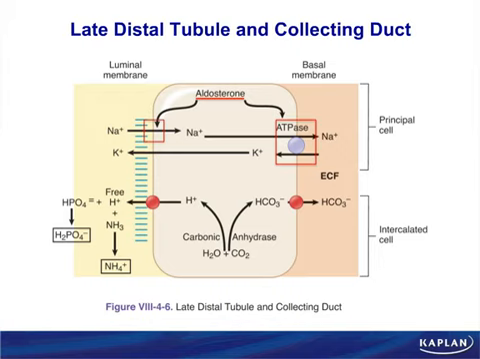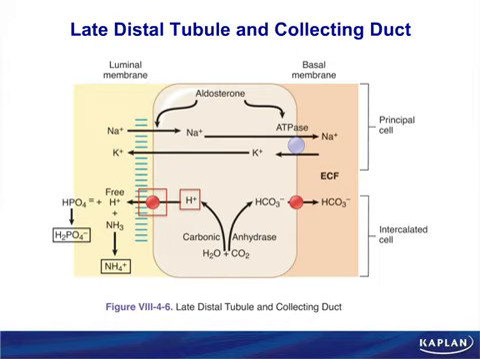Now we're going to talk about the intercalated cell. So here's your intercalated cell. The intercalated cell contains proton channels. When you increase the negative charge in the lumen, you increase secretion of protons. So, therefore, one of the effects of aldosterone is to increase secretion of protons by the intercalated cells. That's an important point.